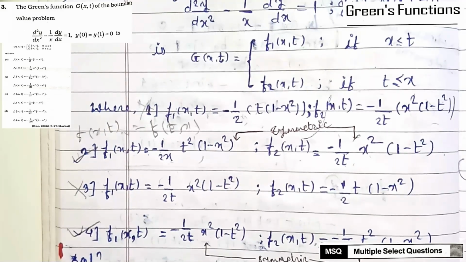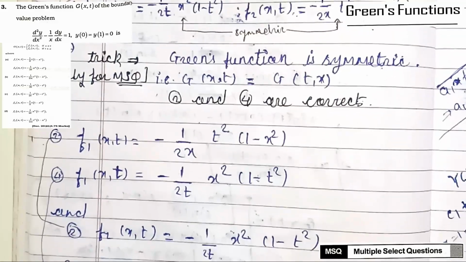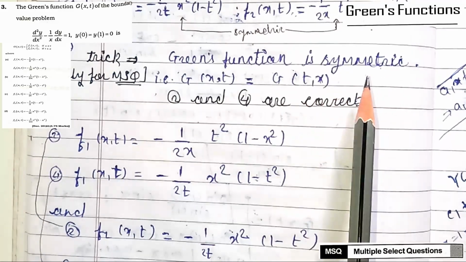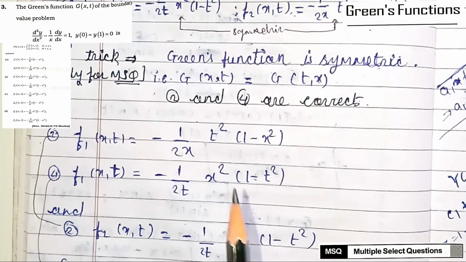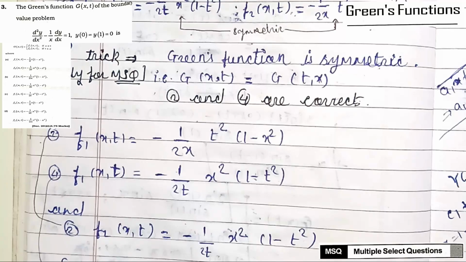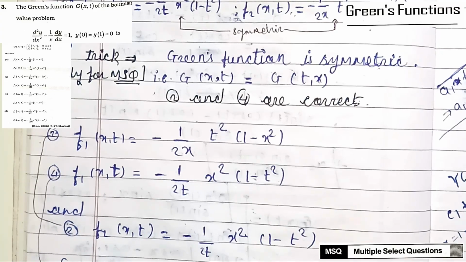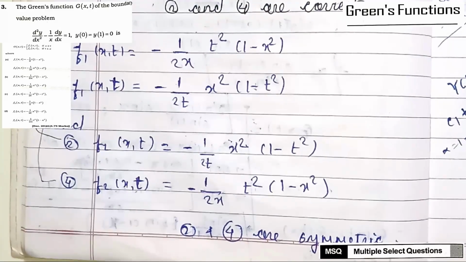If you want the detailed solution, you may check below. The trick we applied here is that the Green's function is always symmetric as well as continuous. We may apply it for multiple choice questions; for single choice you have to check g of xt equal to g of tx. It holds only for second and fourth, which are the correct options. So options 2 and 4 are correct, they are symmetric.